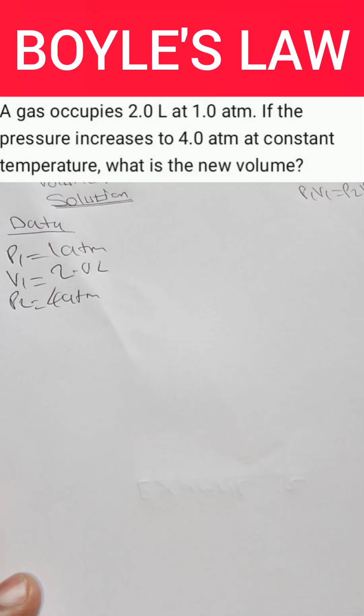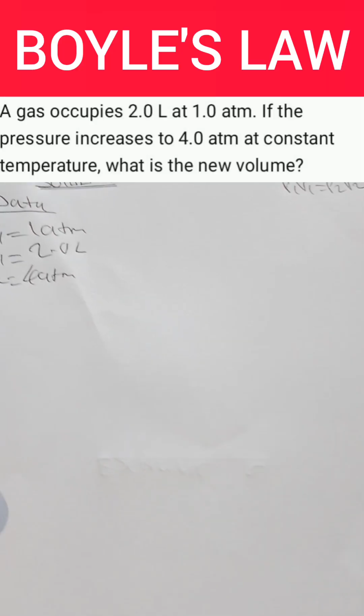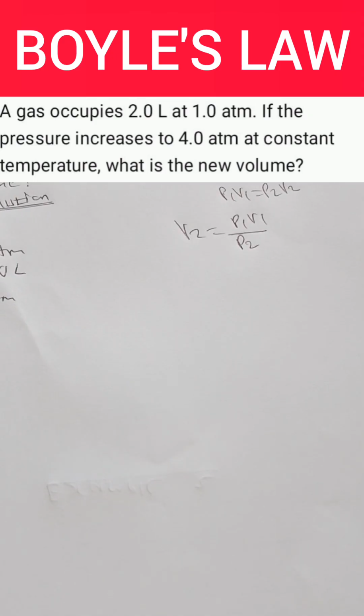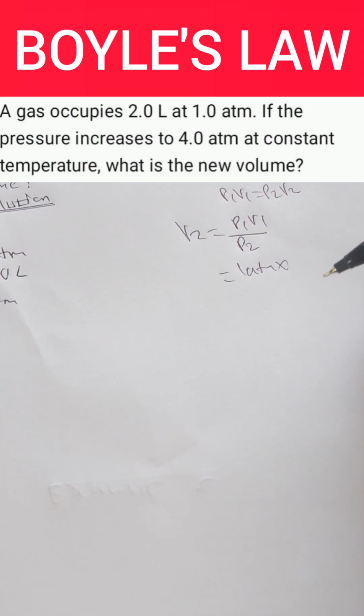Now when we are finding the value of V2, we just need to place everything in this formula. Since we are looking for V2, we make V2 the subject of the formula. So that's the formula for V2, which is volume 2. What is our P1? Our P1 is 1 atm. So this is equal to 1 atm times our volume 1, which is 2 liters.